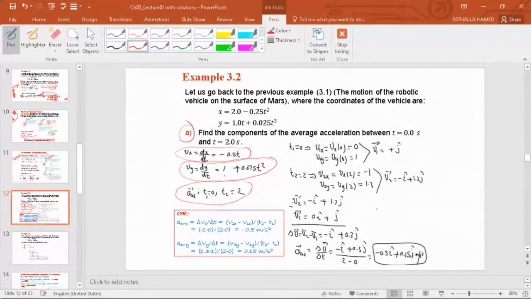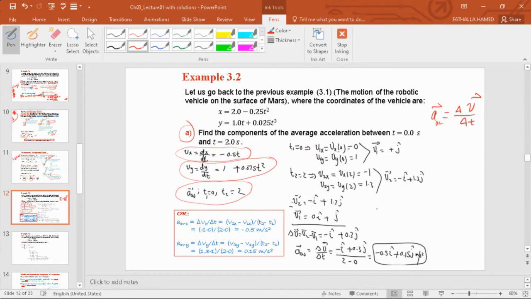But they want the average acceleration between 0 and 2 seconds. So I have to evaluate, because I know that my average acceleration should be equal to delta v by delta t, which is v2 minus v1. So what is my v1 and what's my v2? v1 is at t equal to 0, and v2 is at t equal to 2 seconds. So at t equal to 0, the v1x, and the 1 here, meaning that at position 1, which is 0.